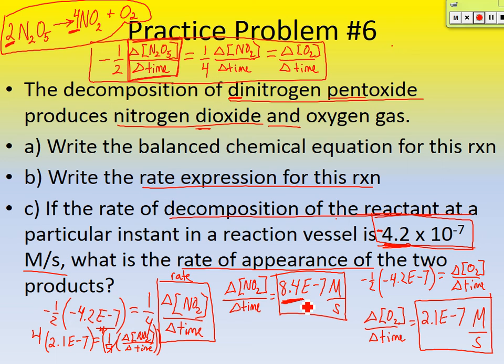Now, let's look at the other product, which was oxygen here. How does its rate of appearance relate to the disappearance of the reactant? It's 1/2. If you take 4.2 and divide it by 2, you get 2.1. Again, let's look at the balanced chemical equation. We had 2 moles of the dinitrogen pentoxide, and it forms 1 mole of oxygen. So that is why the oxygen is only forming at half the rate. It's relating it to the stoichiometry of the balanced chemical equation.